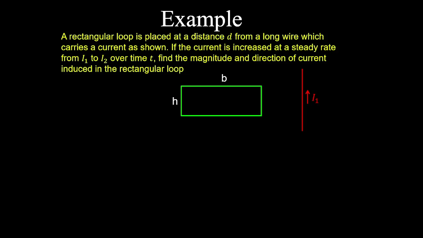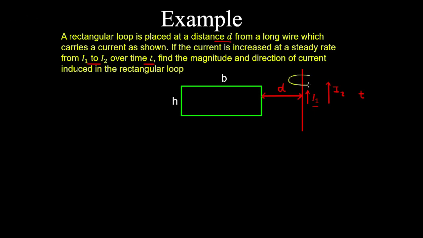A rectangular loop is placed at a distance d from a long wire, which carries a current as shown. Now if the current is increased at a steady rate from I1 to I2 over time t, find the magnitude and direction of the current induced in the rectangular loop.